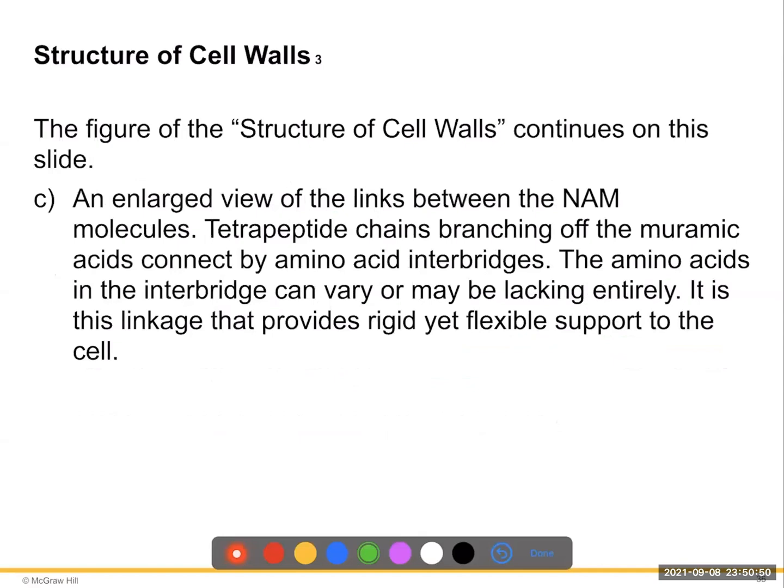I'm going to show a picture in just a second here. In large view, the links of the NAM molecules, tetrapeptide chains branch off the muramic acid, connect by amino acid bridges. These amino acids and inner bridges can vary and may be lacking entirely, depending on how the linkage is. It's this linkage that provides rigid yet flexible support to the cell, because the cell can still change shape. So you still have some flexibility in that membrane. It can't be this thick membrane that is inflexible. It has to give with the cell so the cell can move and change its shape also.